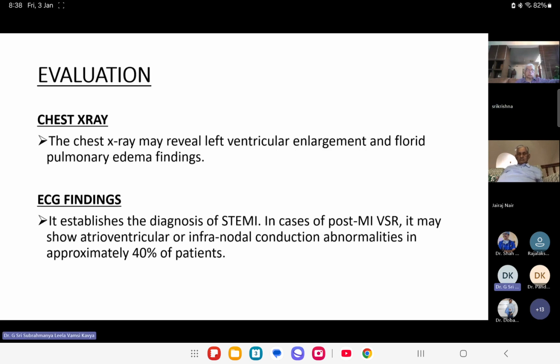Evaluation. Chest X-ray may reveal left ventricular enlargement and florid pulmonary edema findings. ECG establishes the diagnosis of STEMI. In case of post-MI VSR, it may show atrioventricular or infranodal conduction abnormalities in approximately 40% of patients.